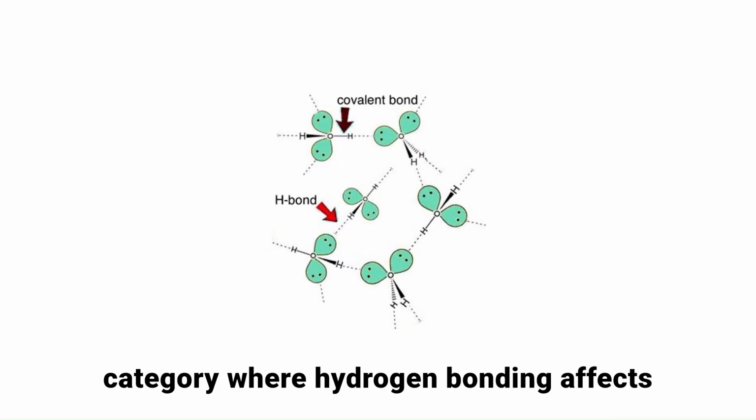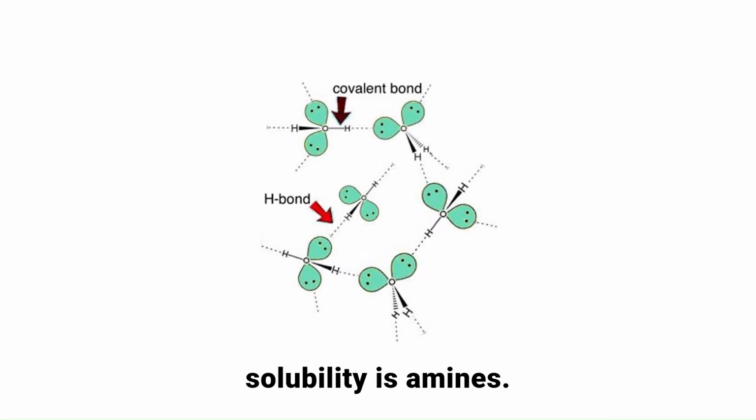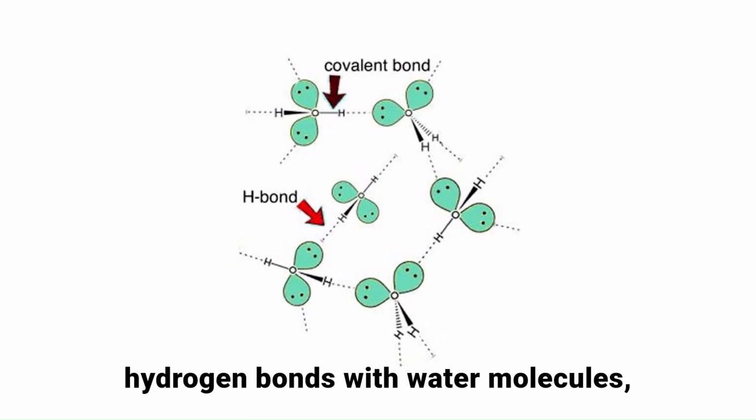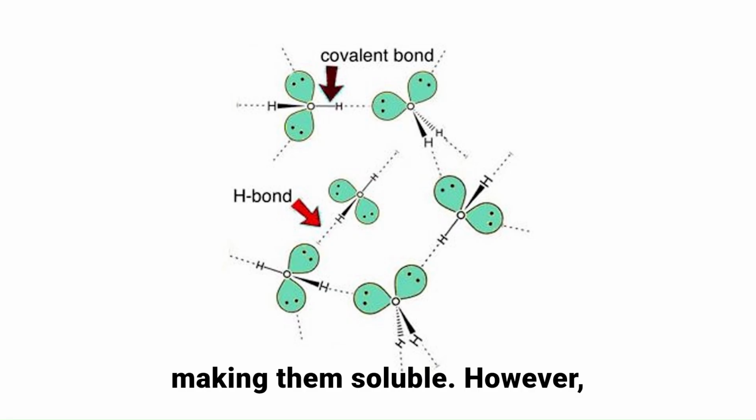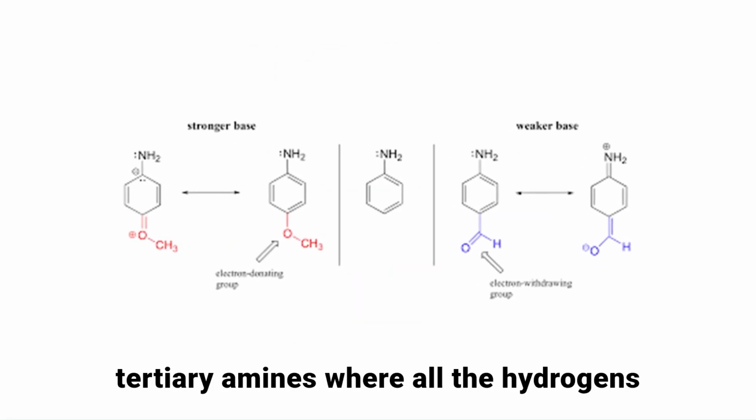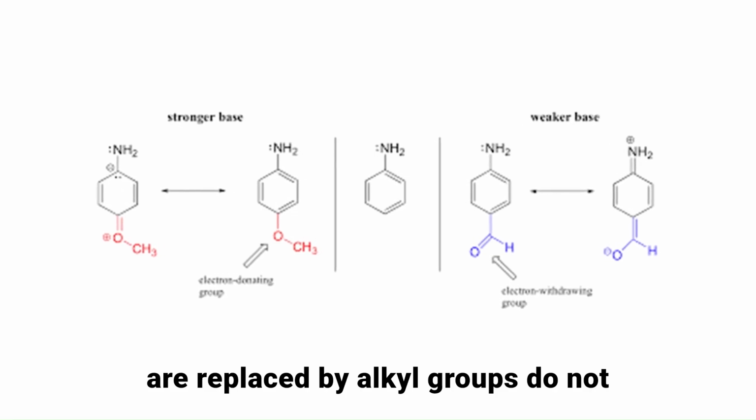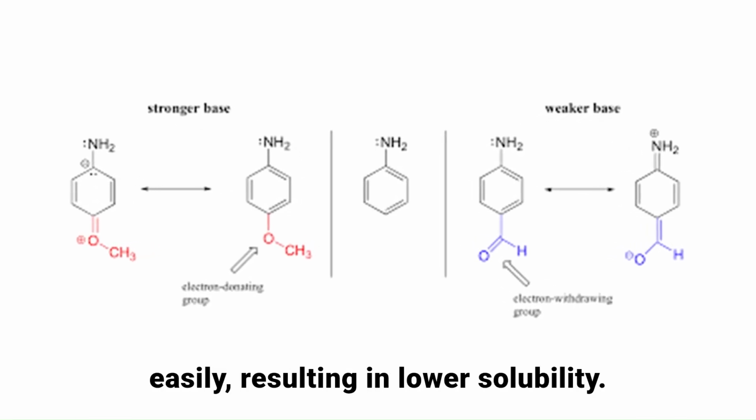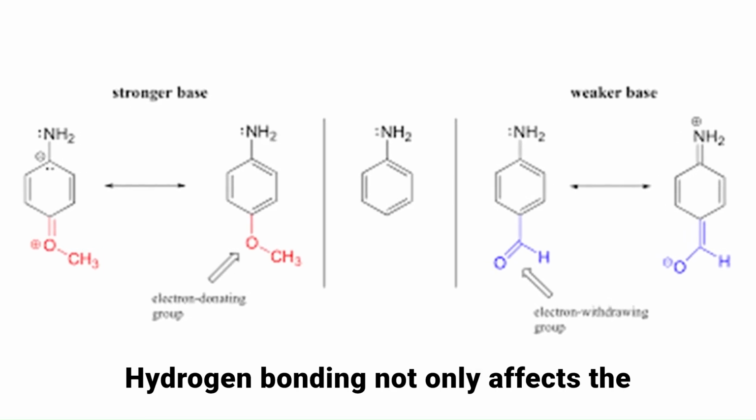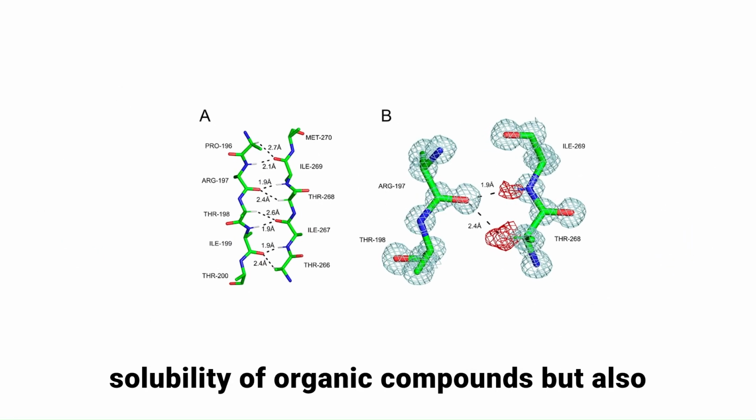Another category where hydrogen bonding affects solubility is amines. Primary and secondary amines form hydrogen bonds with water molecules, making them soluble. However, tertiary amines, where all the hydrogens are replaced by alkyl groups, do not participate in hydrogen bonding as easily, resulting in lower solubility.